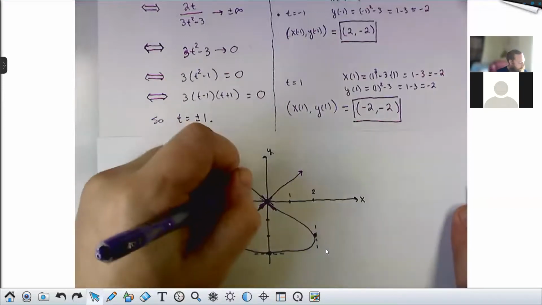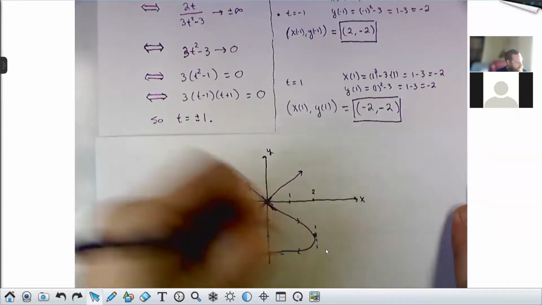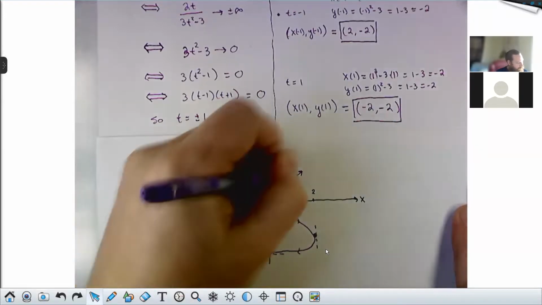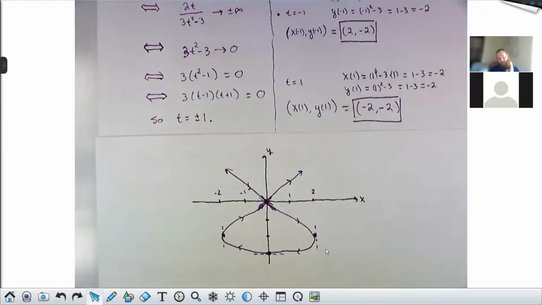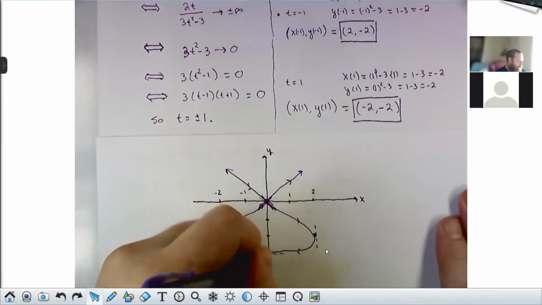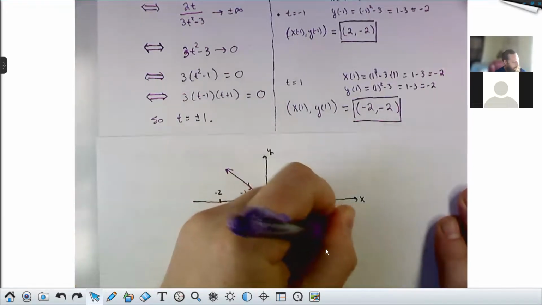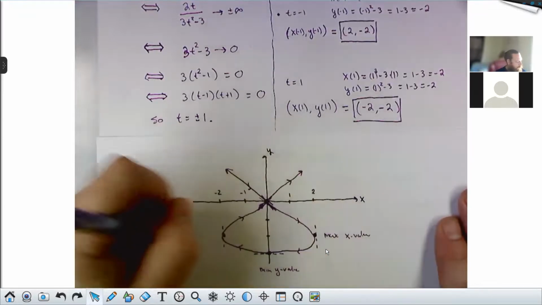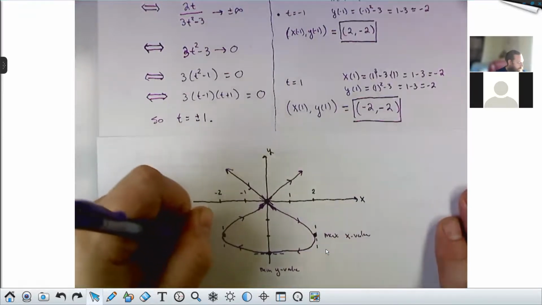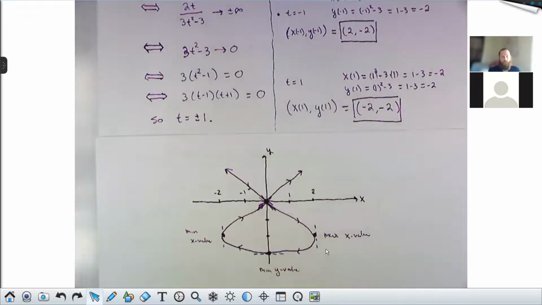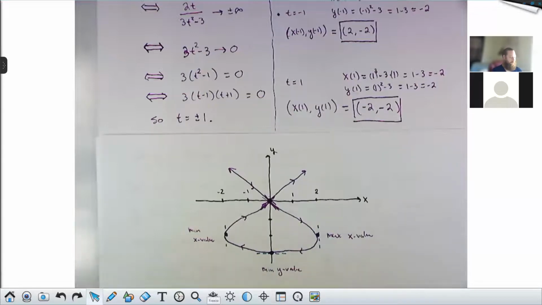And the orientation is like this. So this guy I would classify as a min y value. This would be a max x value, and this would be a min x value. Now, like I said, I don't expect you to be able to cook up this curve on your own. I just wanted to show it to you. How could I know then that this is a min y value or this is a max x value without doing that? The answer is the first derivative test.